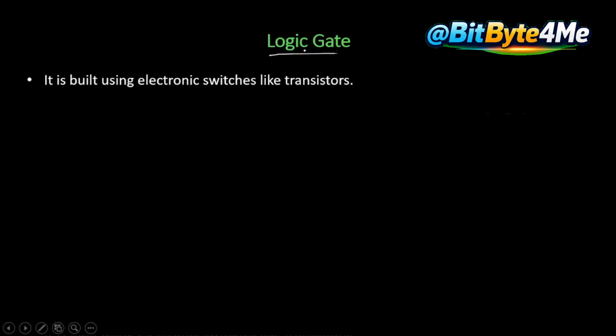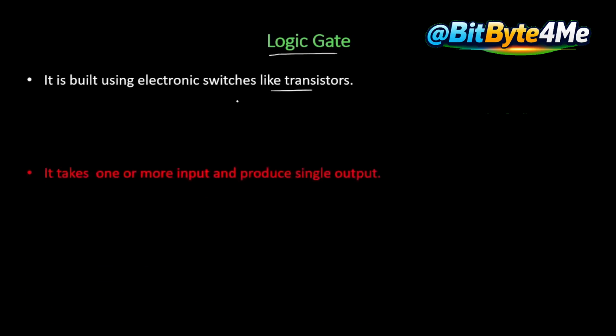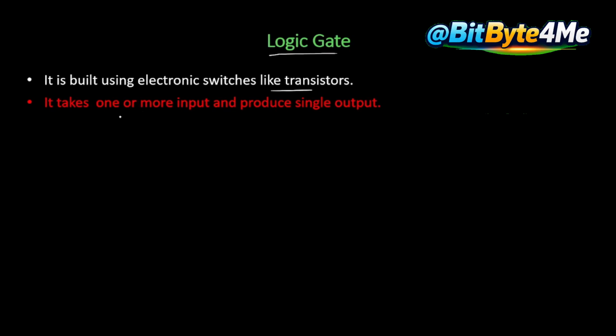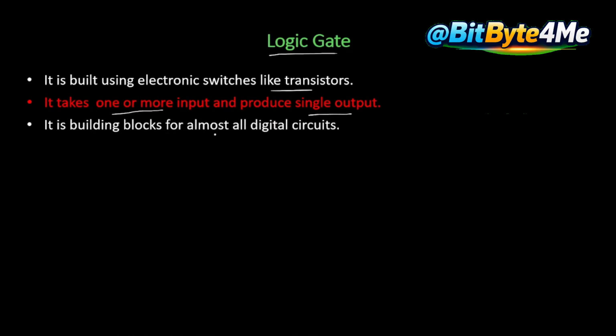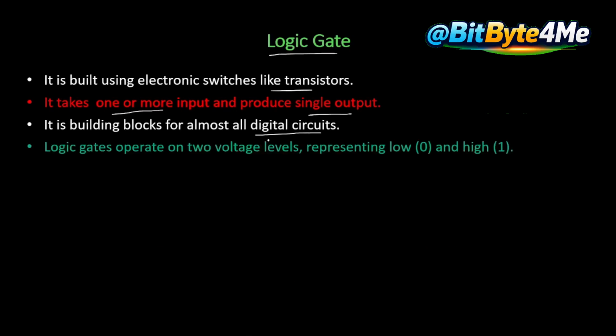Logic gate. It is a circuit which is built using electronic switches like transistors. It takes at least one input, or it can take more inputs, to produce a single output. All the gates produce only a single output, but they take one or more inputs. It is the building block for almost all digital circuits. You can't imagine a circuit without these gates.